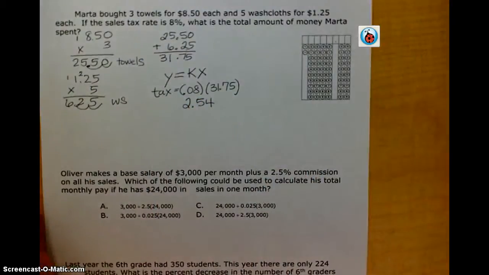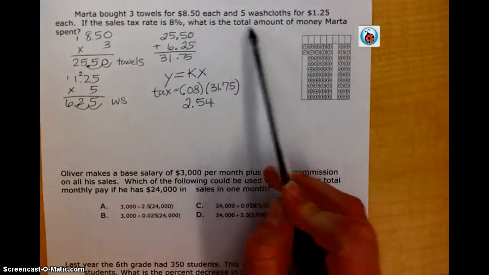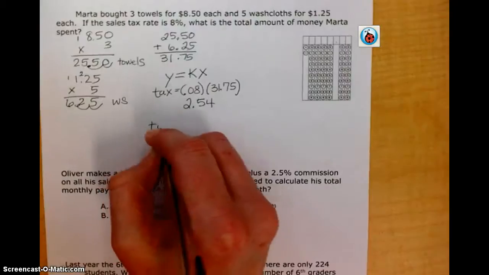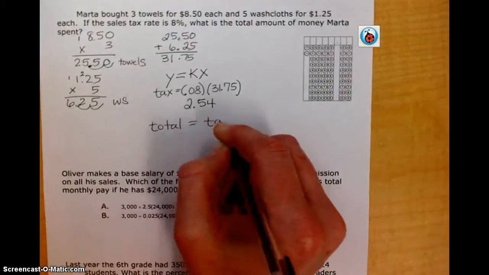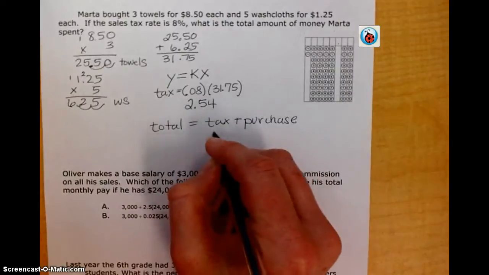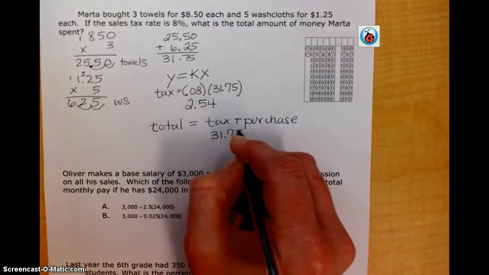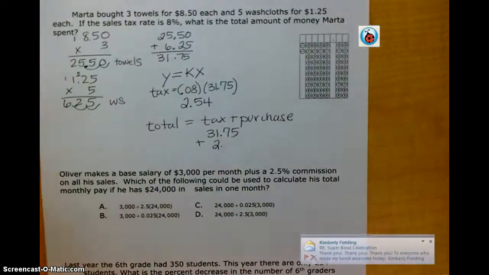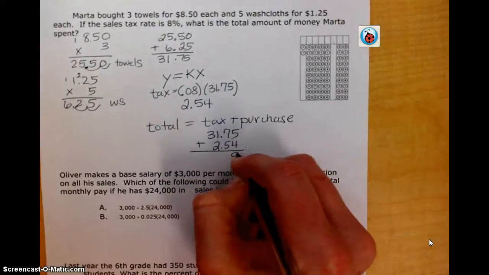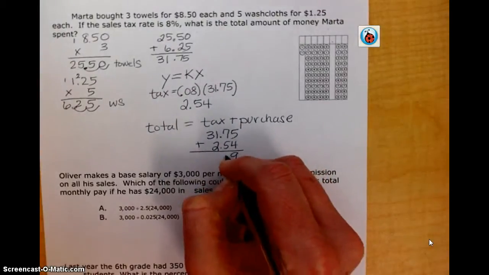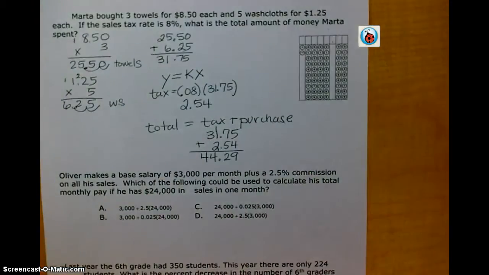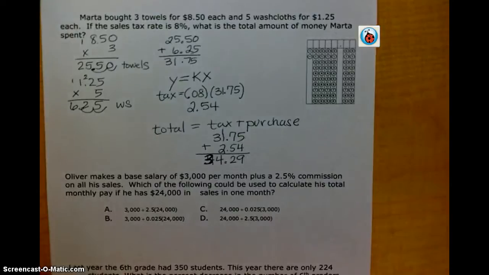We have to go back to our problem to see if we've answered our question. What is the total amount of money Marta spent? We have not calculated our total. Our total will be the tax plus the purchase. So our total will be equal to $31.75 plus $2.54. Marta's total spent will be $34.29.